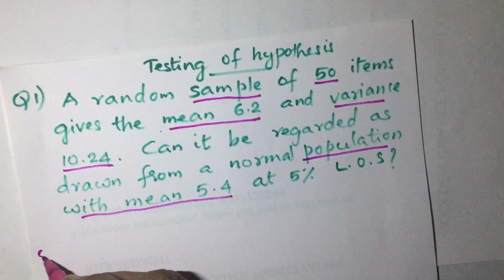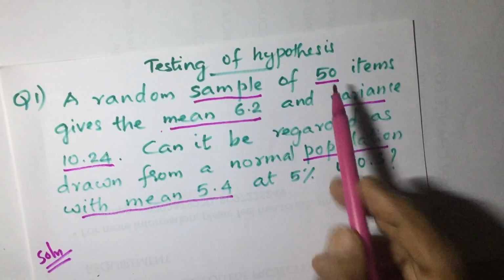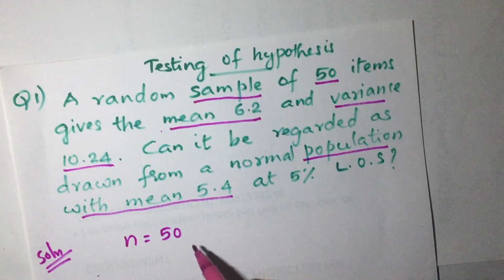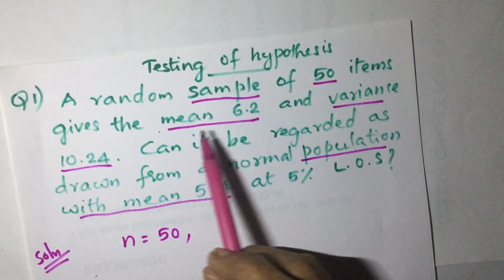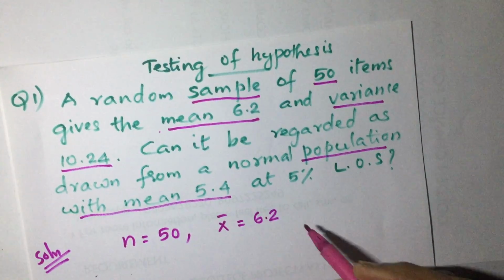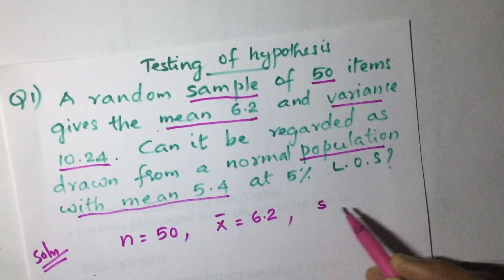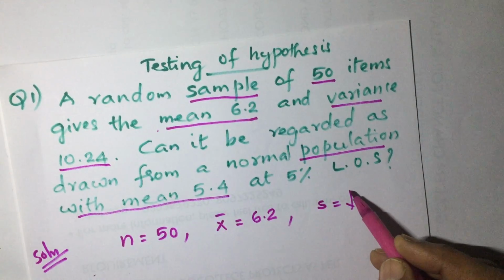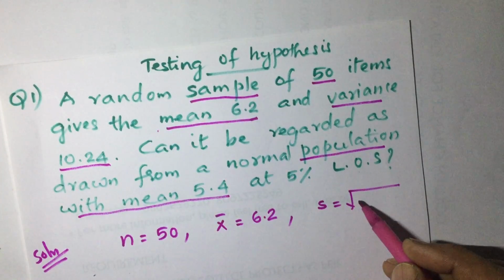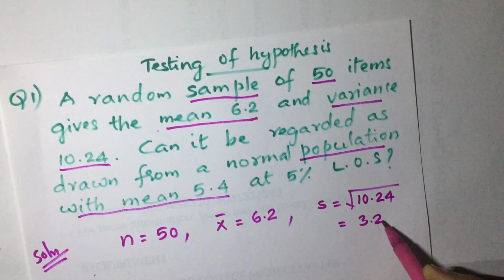First of all, write whatever is given. A random sample of 50 items, so the sample size is given as 50. The random sample gives mean, that means x bar is 6.2, and the sample variance, S squared, is 10.24. So the standard deviation S is under root of 10.24, which is 3.2.